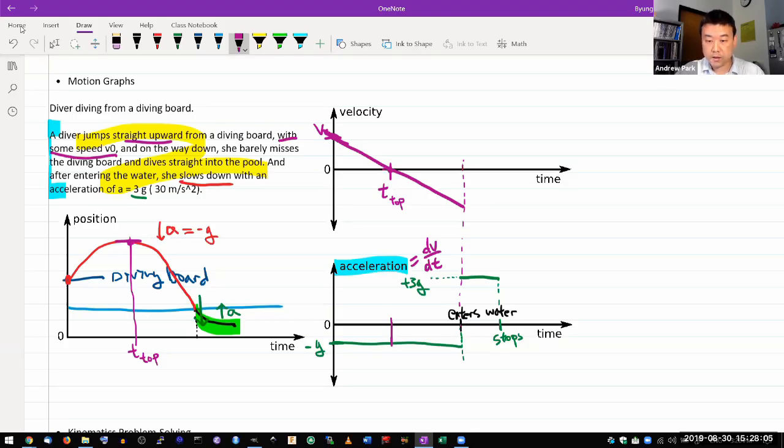And at the moment where the diver enters water, something happens, and that something is that the slope of this curve now changes to positive 3g. So it's going to go from being negatively sloped, downward sloped, to upward sloped, positively sloped, and it should be steeper than this because now it's 3g. So let me just put this point here so that I can do it reasonably to scale. So it looks something like this.